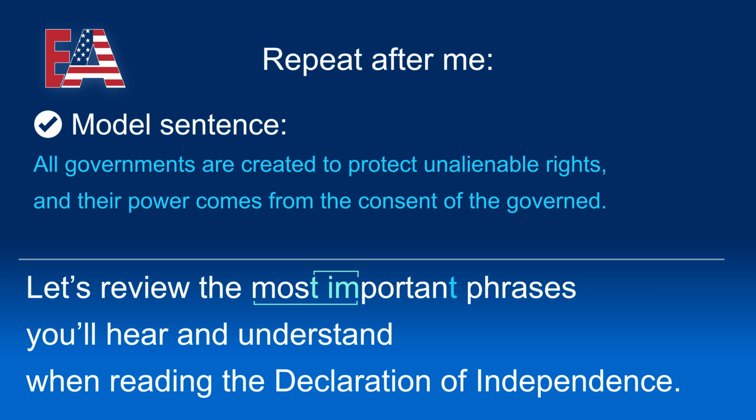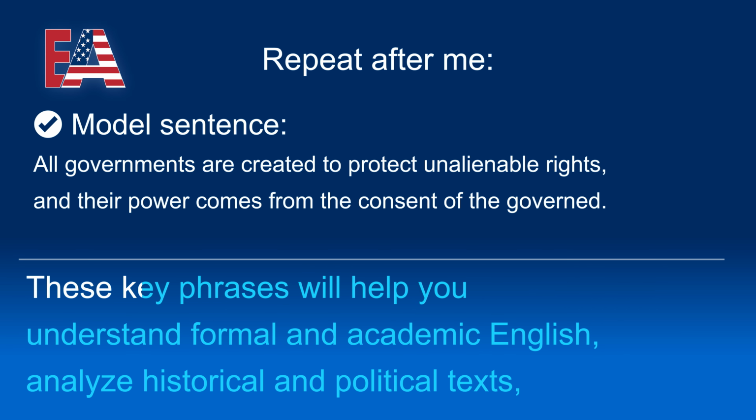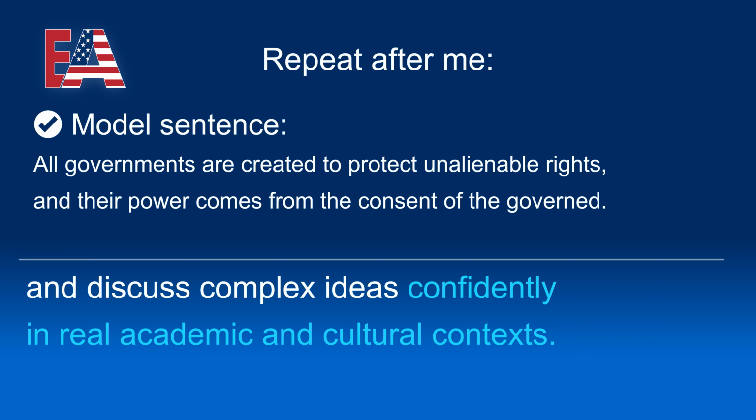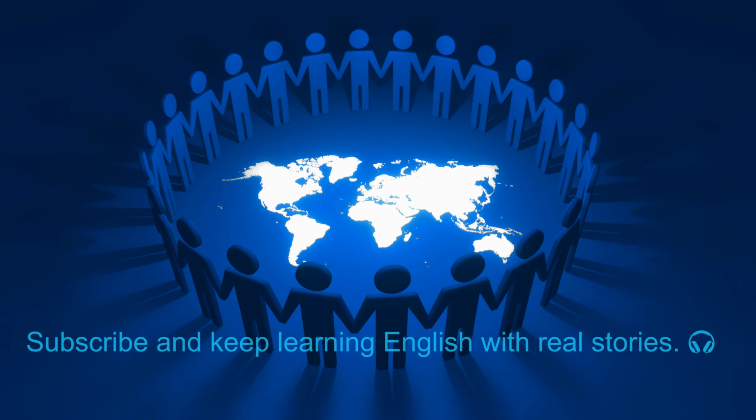Model sentence. All governments are created to protect unalienable rights, and their power comes from the consent of the governed. These key phrases will help you understand formal and academic English, analyze historical and political texts, and discuss complex ideas confidently in real academic and cultural contexts.